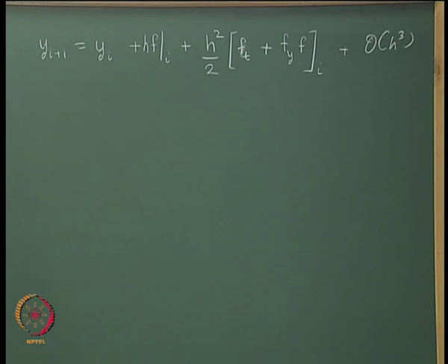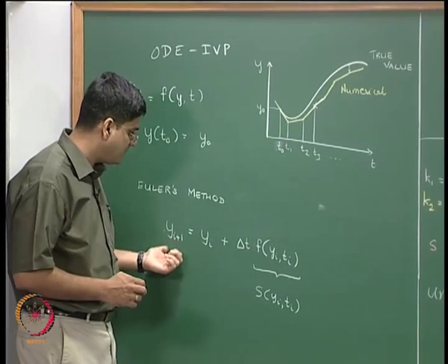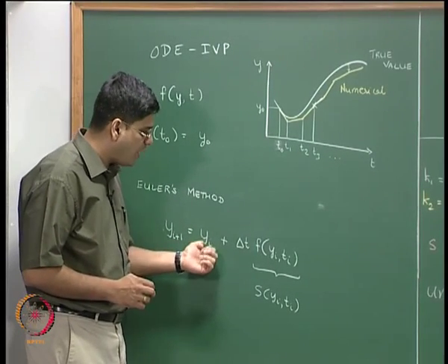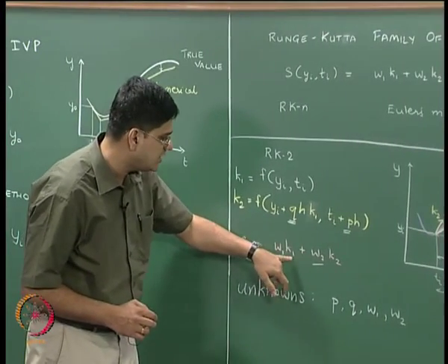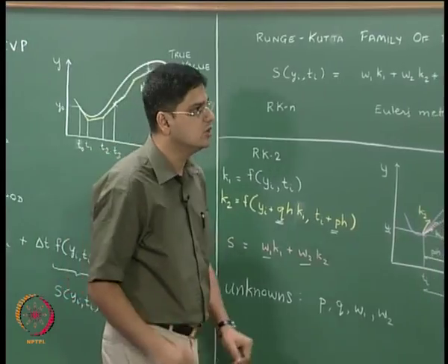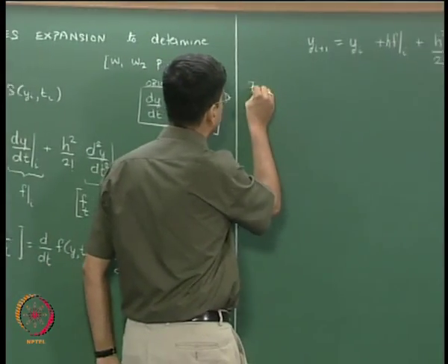Okay, now let us go back to the type of problem that we are trying to solve using the Runge-Kutta method. The problem that we are trying to solve with the Runge-Kutta method is yi plus 1 equal to yi plus h times s, where s is w1 k1 plus w2 k2. Okay, so we will write that down for RK2 method.